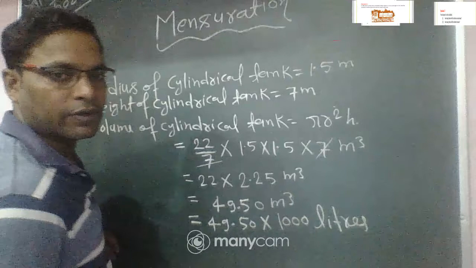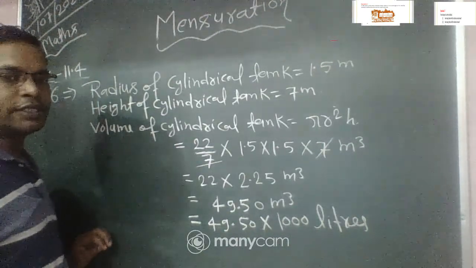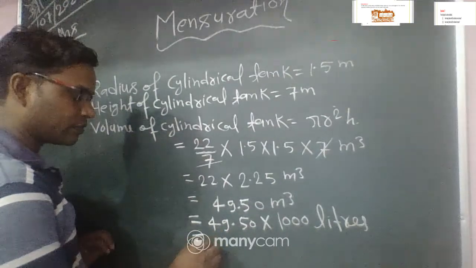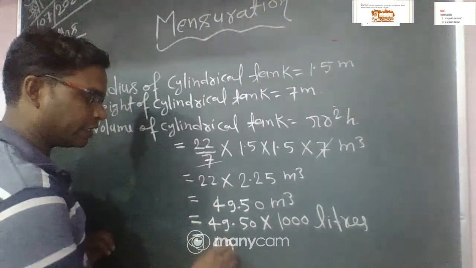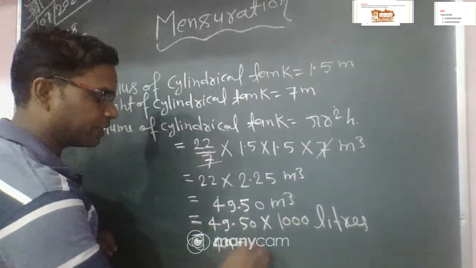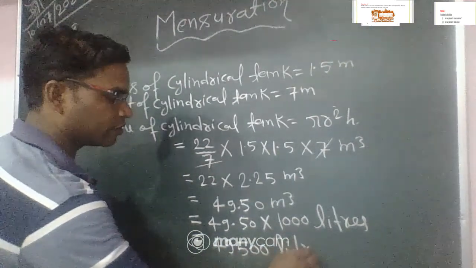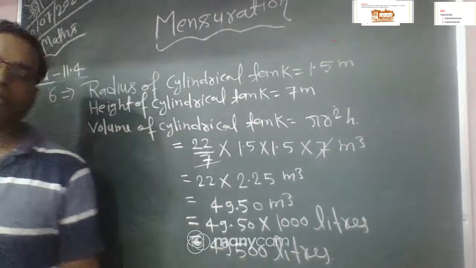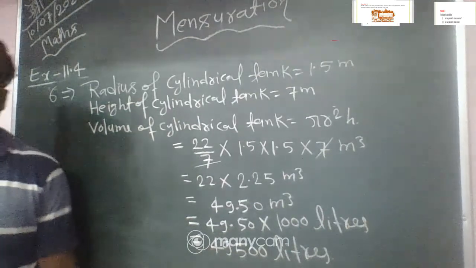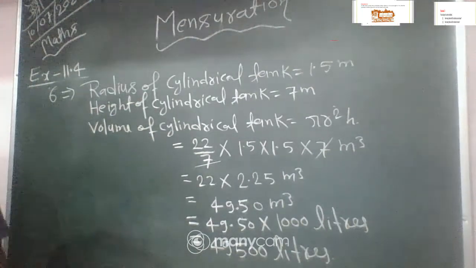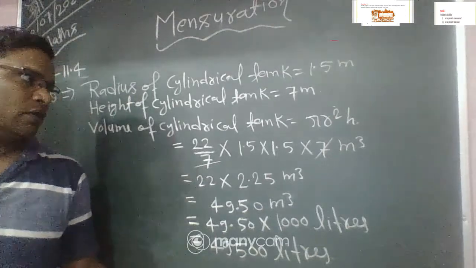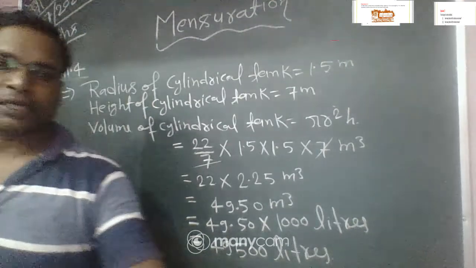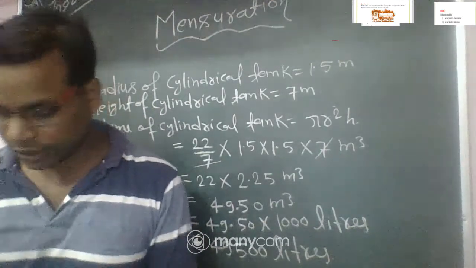liters. So this is equal to 49,500 liters. This is the capacity of the cylindrical tank. You can say volume of the cylindrical tank. So students, I hope all of you understood how many liters the cylindrical tank holds. Clear? So let's see the next question.